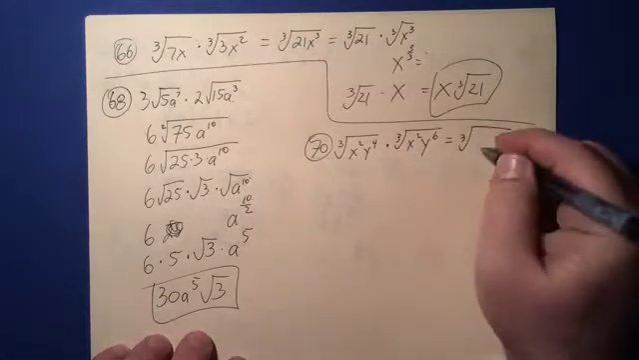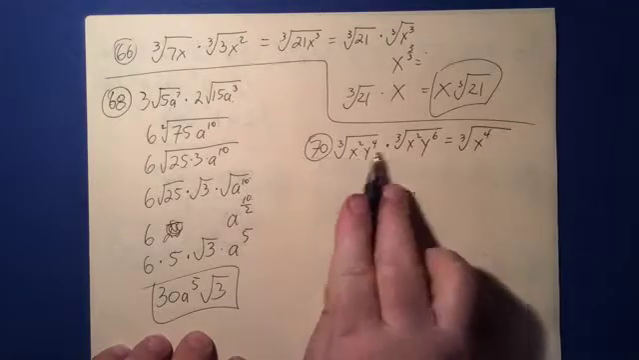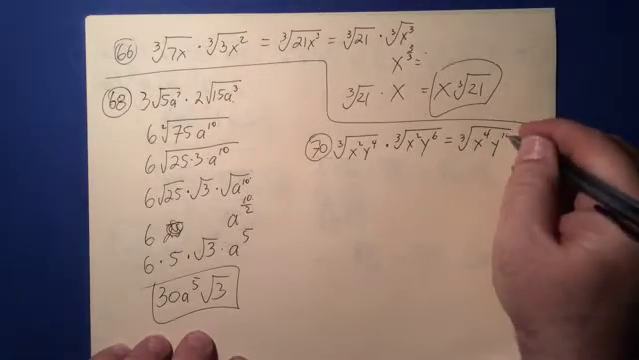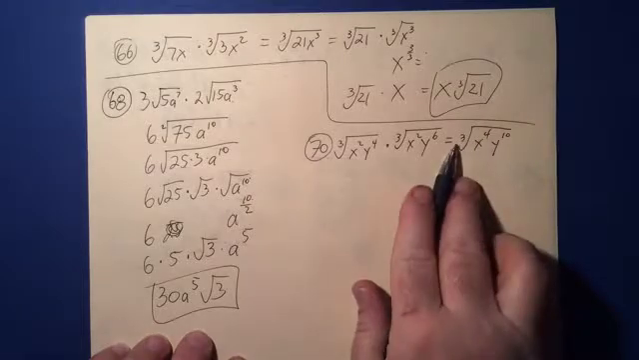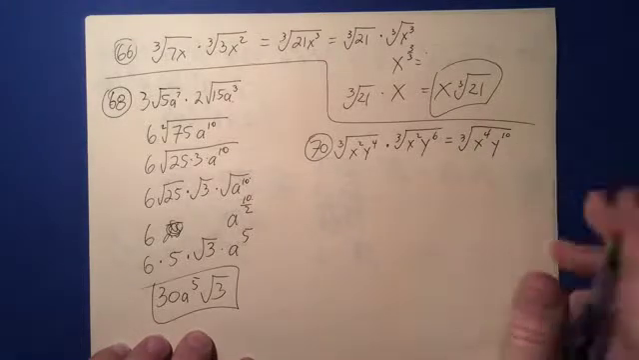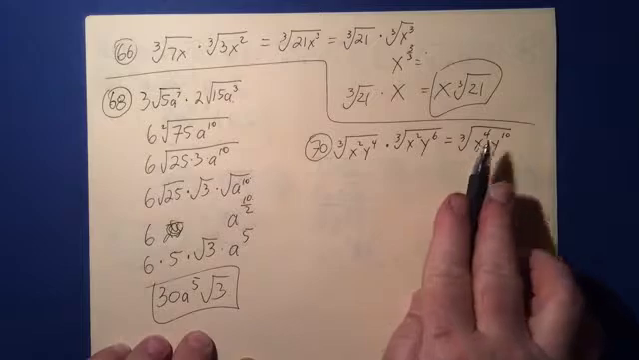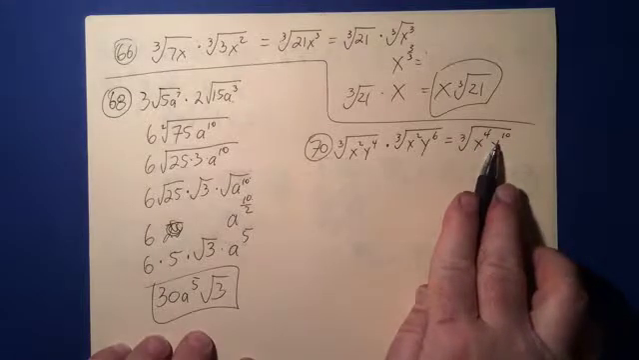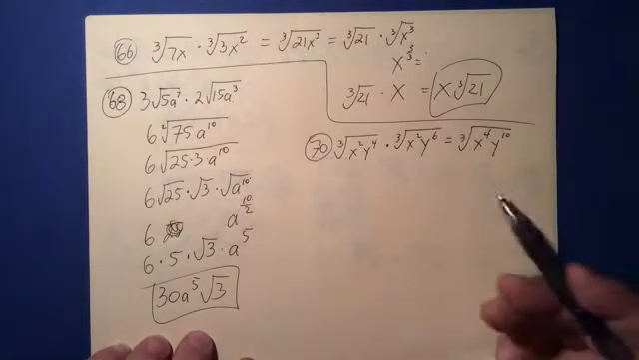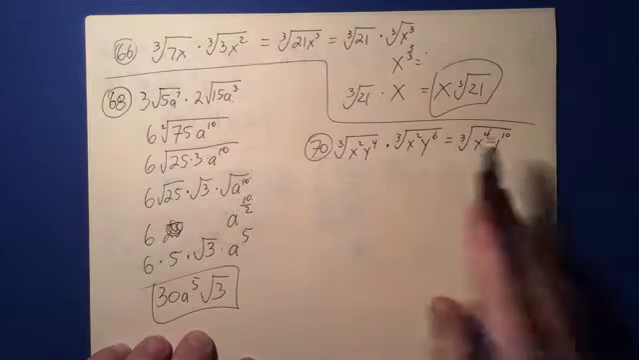X to the 2nd times x to the 2nd will be x to the 4th. Y to the 4th times y to the 6th will be y to the 10th. So I have the cube root of x to the 4th and y to the 10th. So what I do is I'm going to try to write x to the 4th and y to the 10th, split it up so that I get the largest exponent possible divisible by 3.